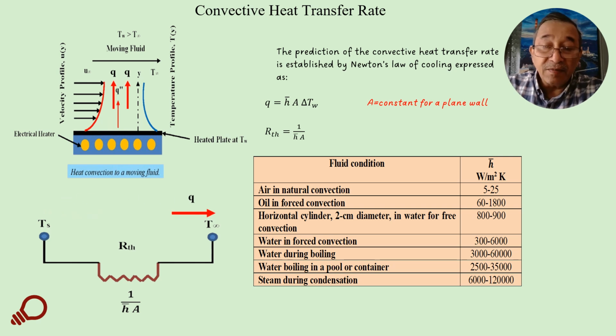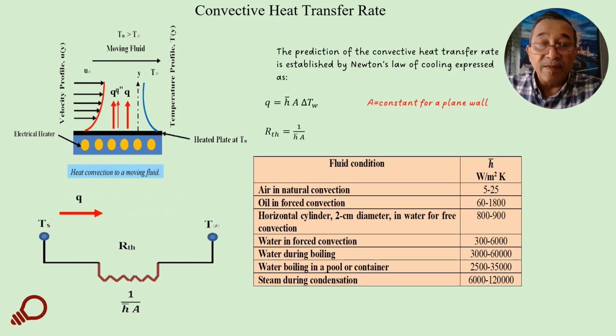And here we have a table that shows the heat transfer coefficient of different fluids. Of course, the value depends on the mode of heat transfer in convection, whether it is free or forced. For example, for air in natural convection, the range is between 5 to 25 watt per meter squared Kelvin, whereas water in forced convection ranges between 300 to 6,000. Of course, these values depend on the Reynolds number, which we will talk about later. The Reynolds number is related to the velocity. Increasing the velocity will increase the Reynolds number.